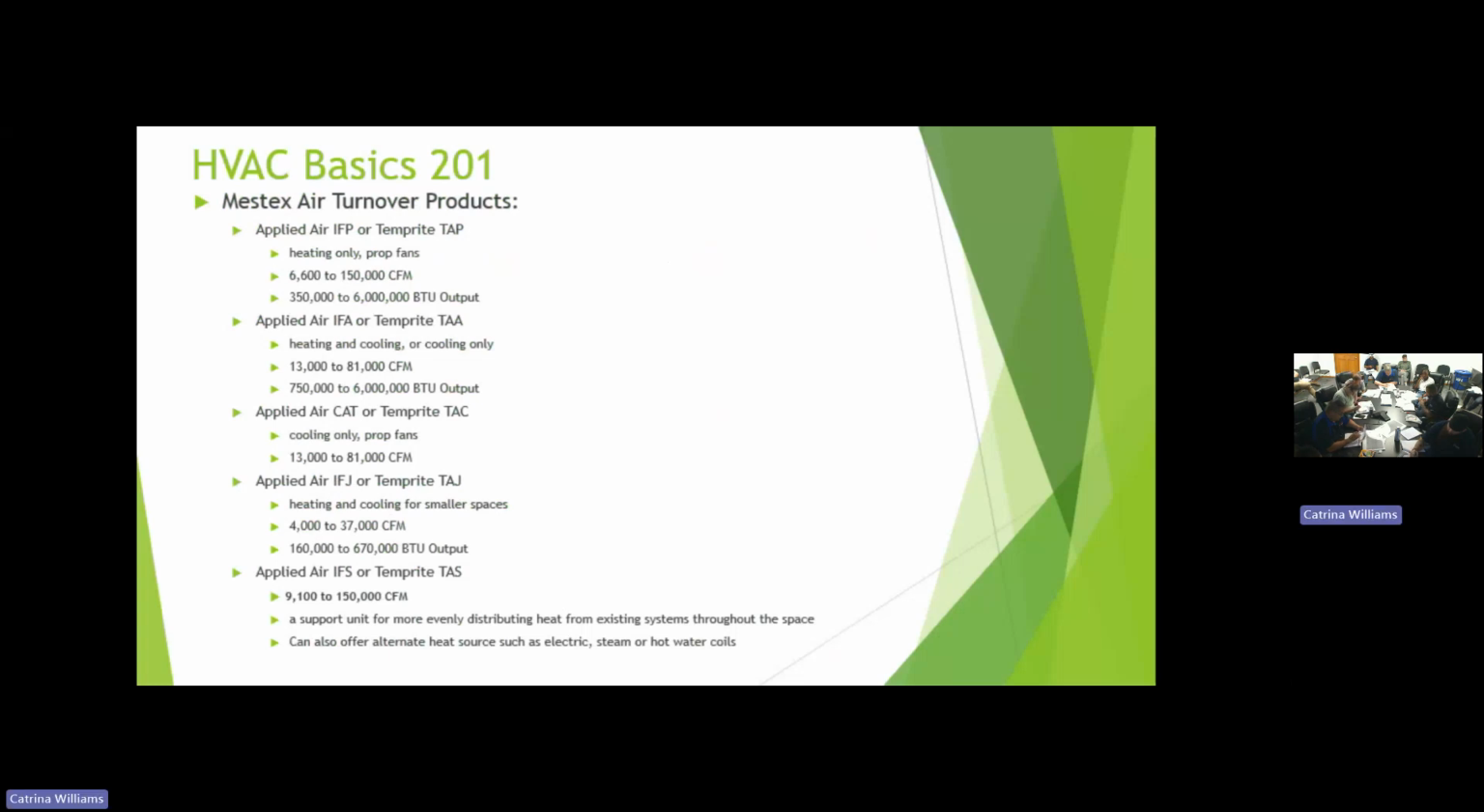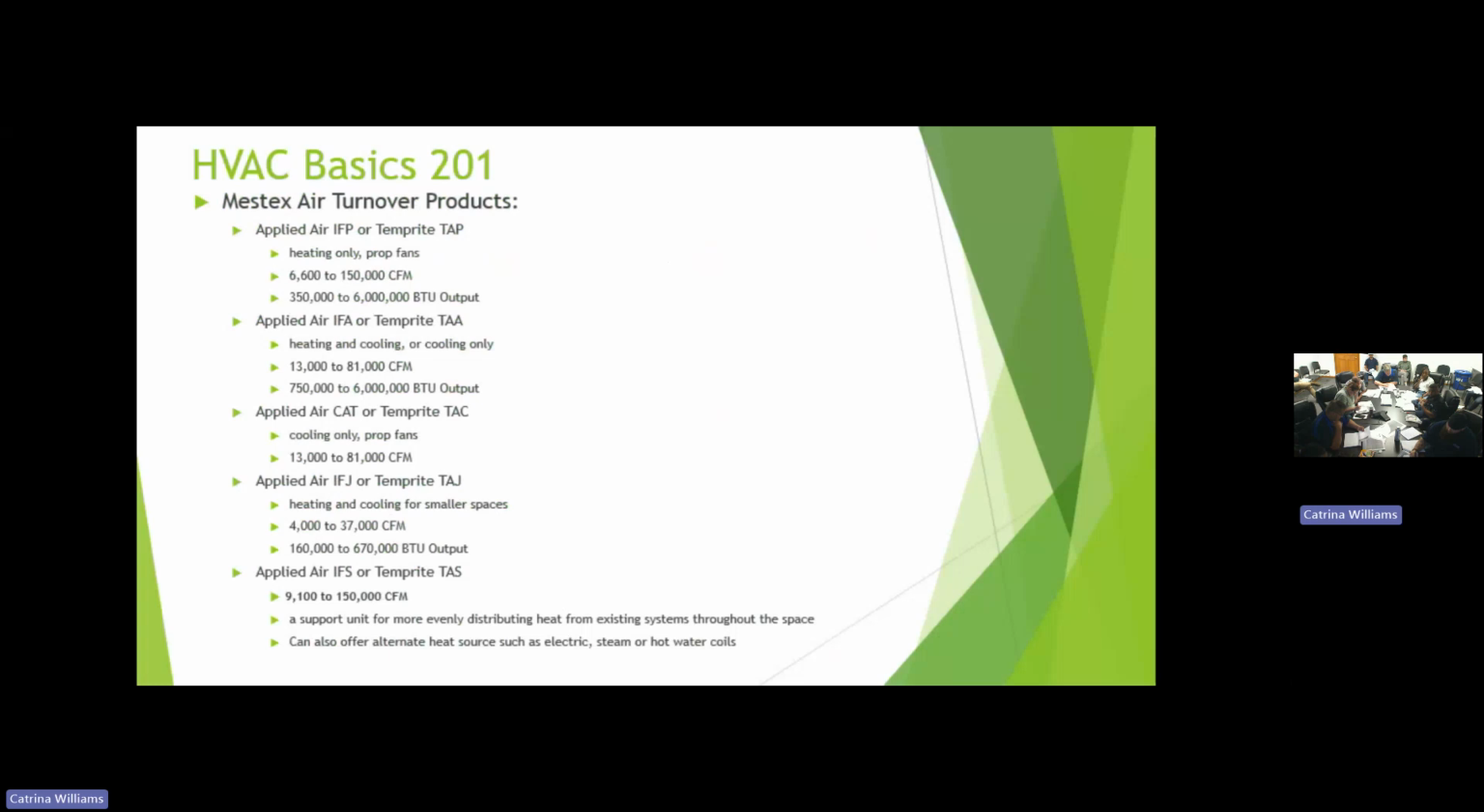The IFJ, that's what Doug mentioned a little bit ago. I think that's what you have in the coil shop you just talked about. It's an IFJ series. That would be a smaller 3-pass heat exchanger. Heating and cooling for the smaller spaces. It's not made for the large warehouses. It's more like an auto garage or something that they're designed for. They go from 37,000 CFM up to 670,000 output.